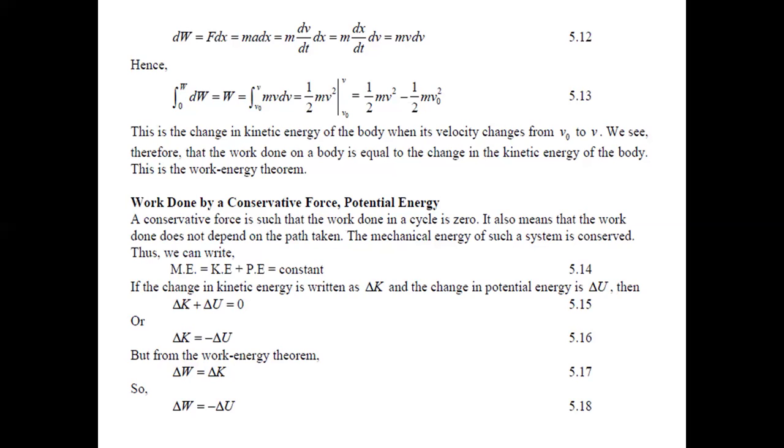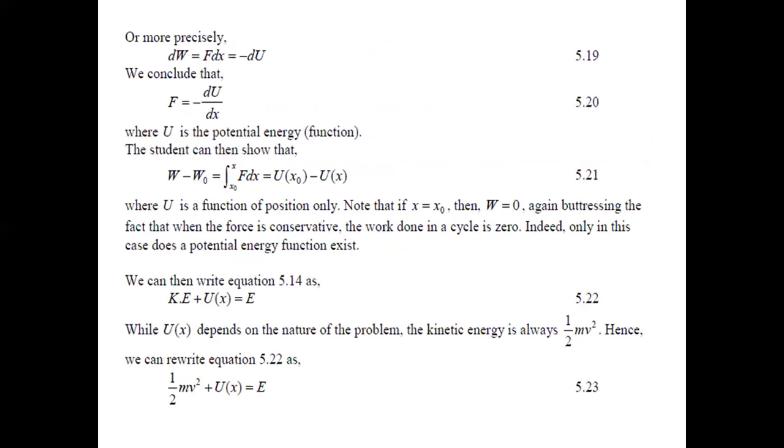Thus, we can write ME equals KE plus PE equals constant. If the change in kinetic energy is written as delta K and the change in potential energy as delta U, then delta K plus delta U must of necessity be equal to 0, or delta K equals minus delta U. So from the work-energy theorem, delta W equals delta K, so delta W equals minus delta U. Equation 5.16, 5.17. Or more precisely, W equals F dx, which is minus dU.